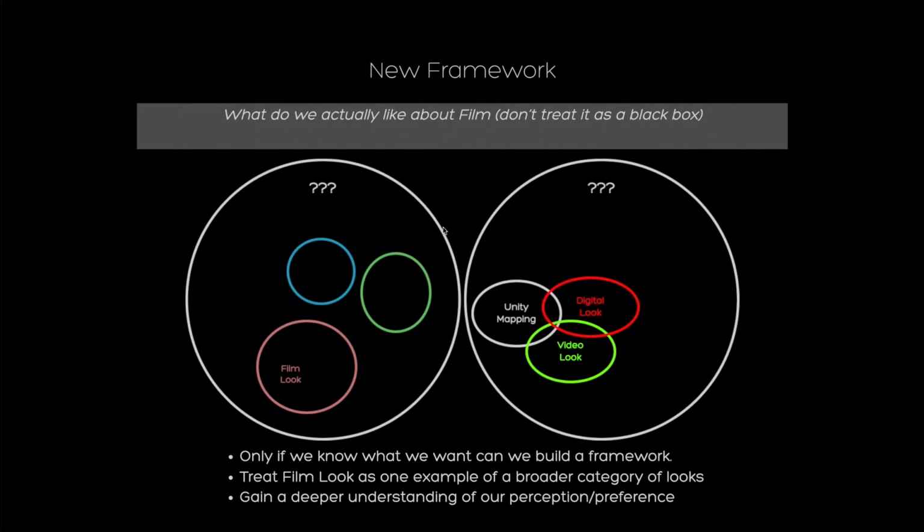And how do we arrive at this framework? We need to ask ourselves, what do we actually like about film? Don't treat this as a black box and say, okay, I like it. What aspects do you like and why? And maybe we can formulate a framework. And once we have that framework, maybe we can make other looks, which are not necessarily film, but still the opposite of the digital and the video look, or the unity mapping, where if you're not doing anything with the colors, you think you have a natural look, but you actually have a very unnatural look. Only if we know what we want, we can build that framework.